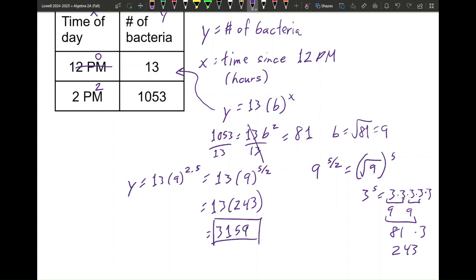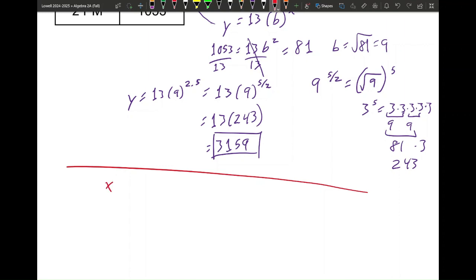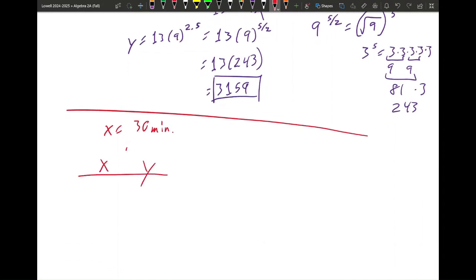But I did say that you don't have to define your x in hours, so let's try another way. What if I define my x as half hours, or 30-minute intervals? That's totally fine. I'm going to recopy my table here. Noon will still be my starting time, where we had 13. At 2 p.m., that'd be 4 half hours later, so that would be 4. And at 2:30, that would be another half hour, so 5. So 1053 right here.